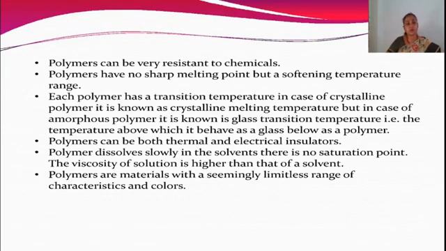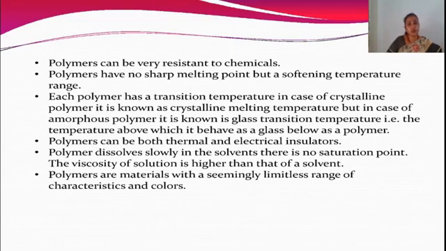Next, characteristics of the polymers are polymers can be very resistant to the chemicals. Next, polymers have no sharp melting point but a softening temperature range. And this point can be better understood in this way, like compounds have a sharp melting point, but in case of polymer, melting point is not peculiar. Here we consider a softening temperature range.